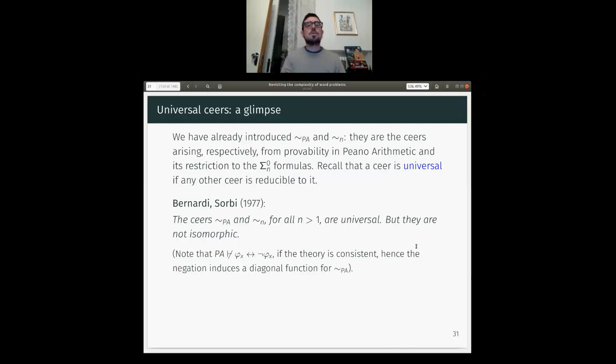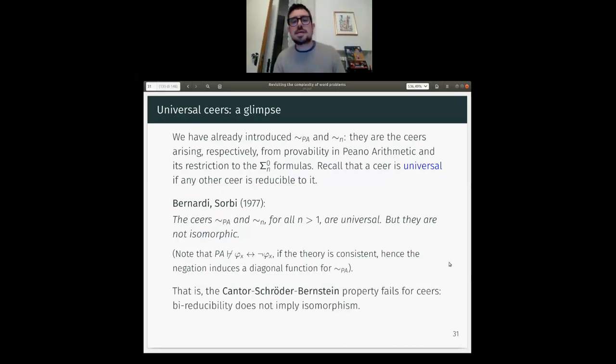Okay. And to show that they are not isomorphic, it follows from the fact that this one over here, for any possible choice of n greater or equal than one, as I told you, this equivalence relation cannot have a diagonal function. On the other hand, you certainly have a diagonal function in here because this is already provided by the negation. If PA is consistent, it will certainly not prove that phi x if and only if not phi x. So if you give it x as an input and you take the negation of this formula, which is just a computable function, of course, this negation will be mapped to something which is not equivalent to it. Okay.